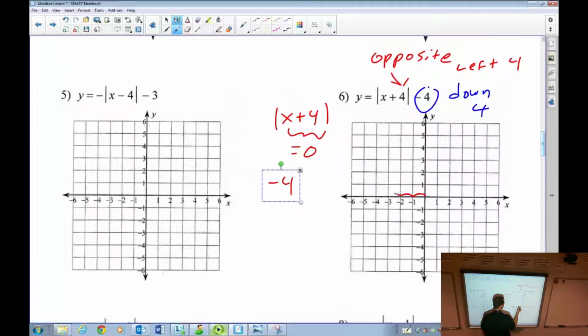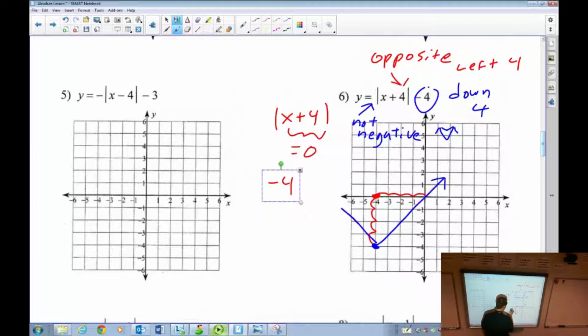1, 2, 3, 4. Okay, so there's our origin. Then it tells us to go down 4. So we're going to go down 1, 2, 3, 4. And so right there is actually going to be our origin for number 6. Now, because there is not a negative number, it is going to go upwards, right? Not negative, smiley face, positive. So from here, we're going to go up 1, over 1, up 1, over 1, up 1, over 1.